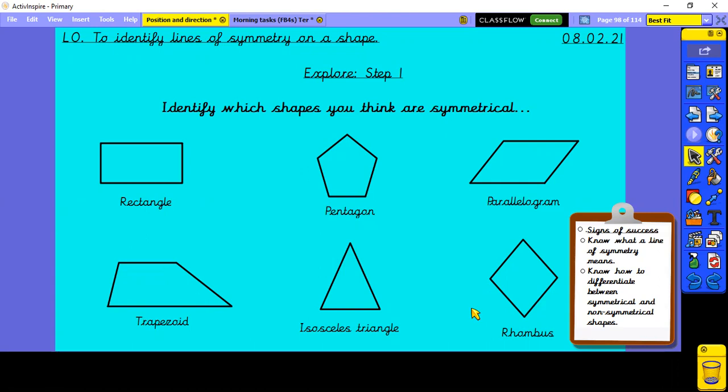So you could write in your books a rectangle with a tick or a cross. So a tick would mean that it is symmetrical and a cross would mean that it isn't. So pause the video and identify which shapes you think are symmetrical and then which ones are not.